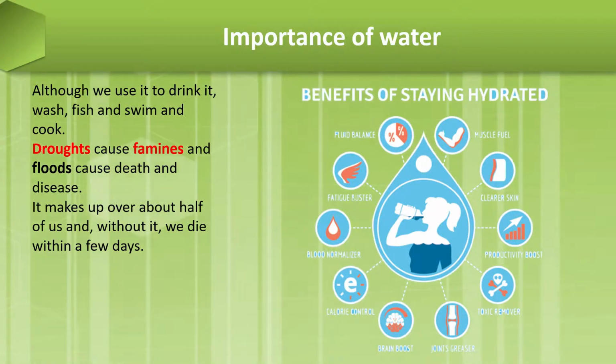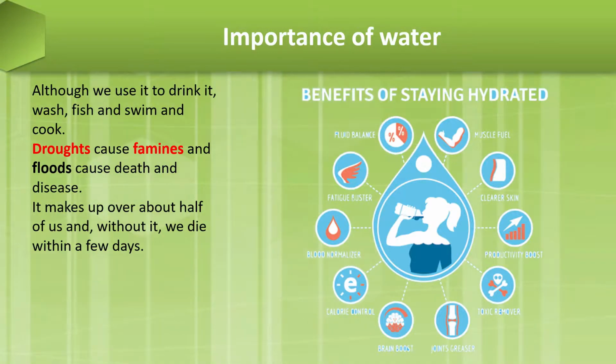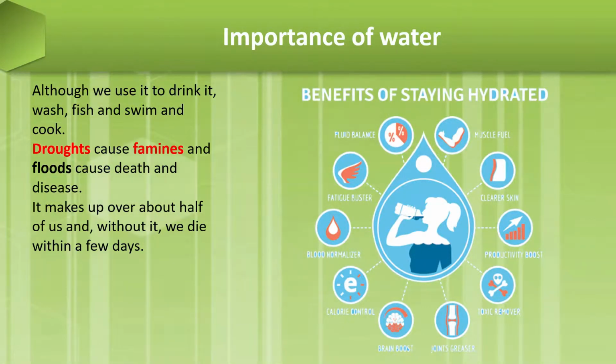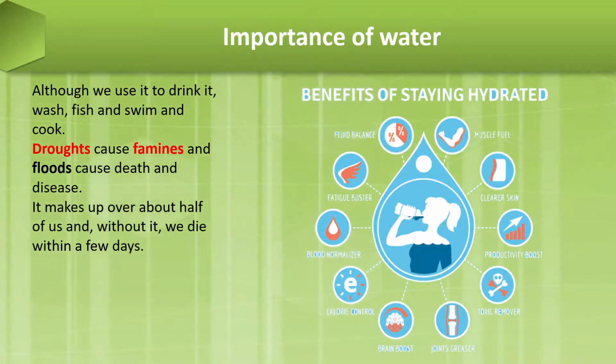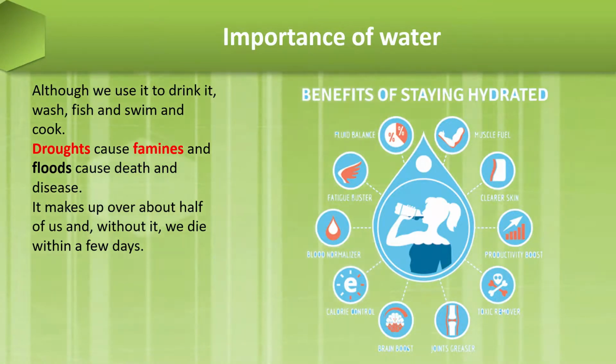Toxic remover: when we drink enough water, by urination or sweating, especially in summer, we give out toxic materials which are accumulated in our body. Joints grazer: it facilitates the movement of our joints to do physical exercises. Brain boost: one of the most important things for the brain is water. So as water decreases, the brain activities also slow down.